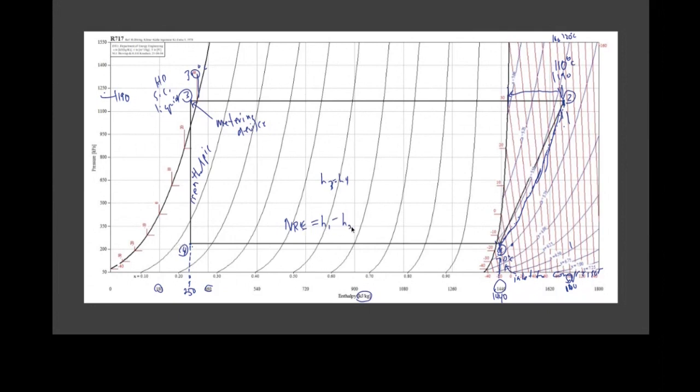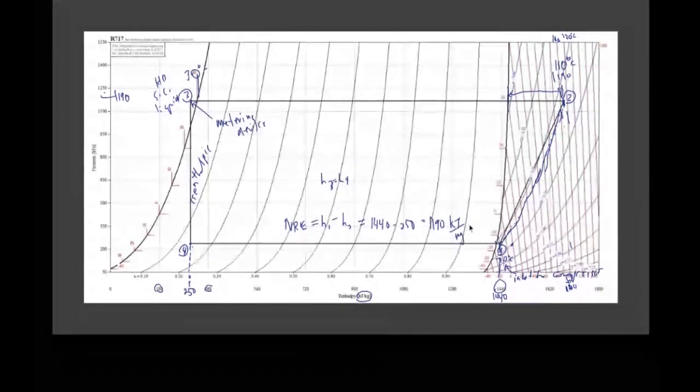So NRE is H1 minus H3. In this case, it is 1440 minus 250. Oh boy, can you believe it? I'm going to pull out my calculator because I just don't want to sound stupider than I normally do. So, 1190 kilojoules for every kilogram that flows.